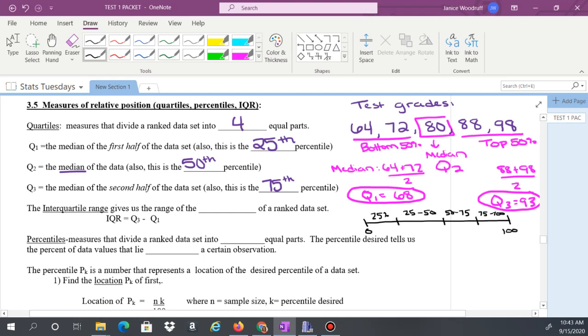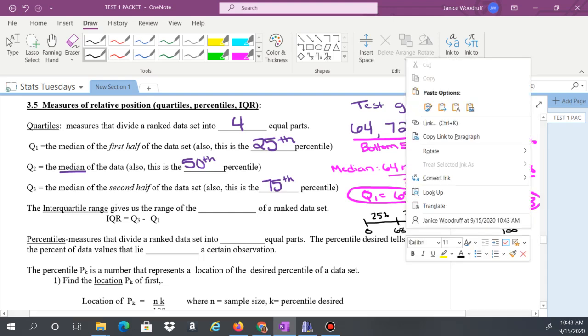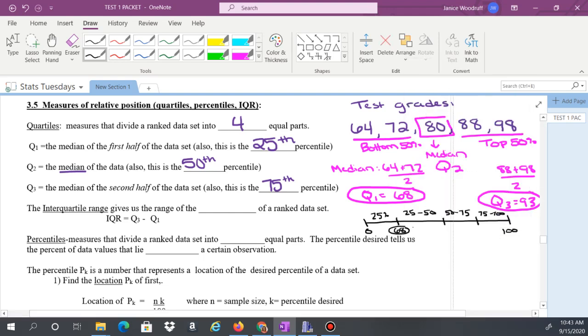Okay, and then you'd mark this, quartile 1, and these are in percentiles, not grades. So quartile 1 would be at a 68, quartile 2 would be at an 80, and quartile 3 would be at a 93. So you've got these 4 equal parts, and you can see where your data falls, what ranking it falls in the data. That's just a very simple way to go about doing that.